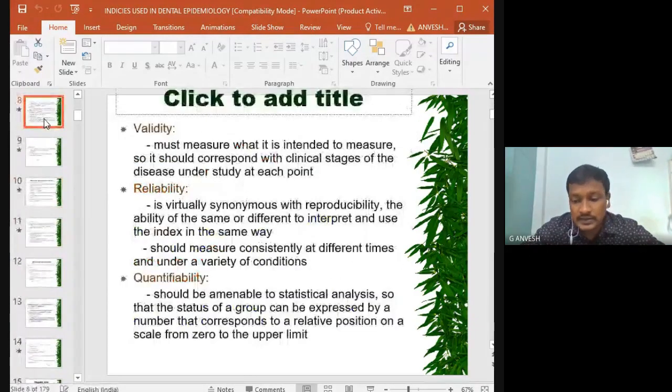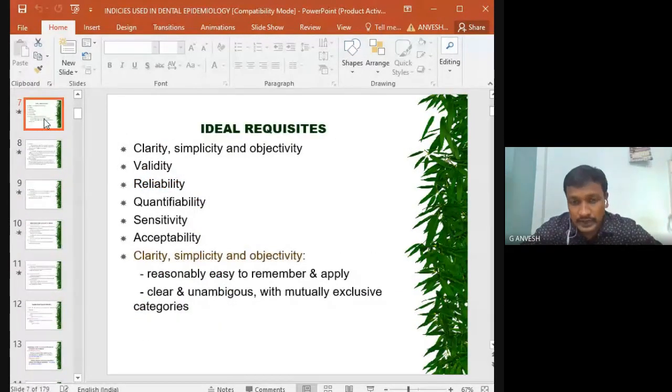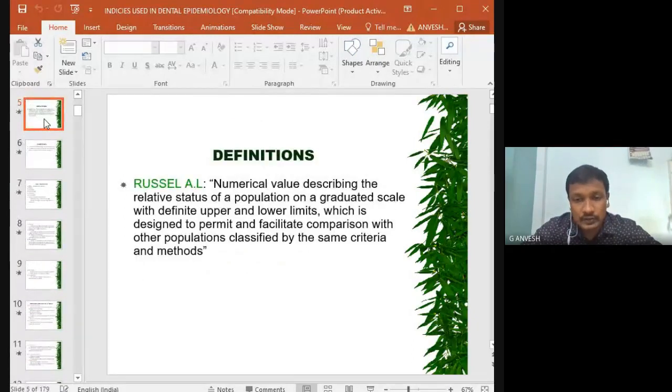Right. So I'll just give you a brief description about the indices. We have a definition, objectives, ideal requisites, uses, advantages and disadvantages of indices. That will be covered in 10 to 15 minutes, followed by the indices used for assessing the oral hygiene status. So for today's class we'll be seeing only these two parts.